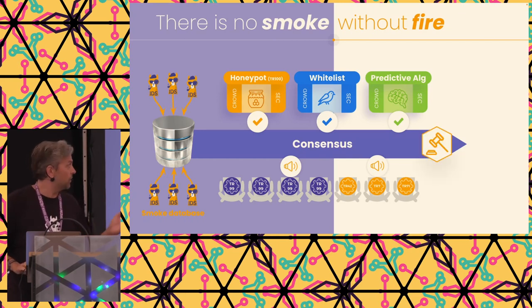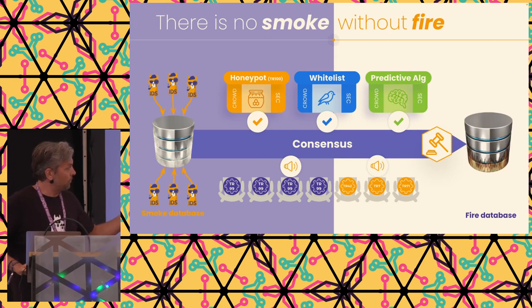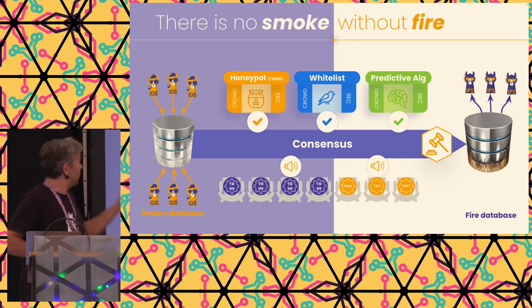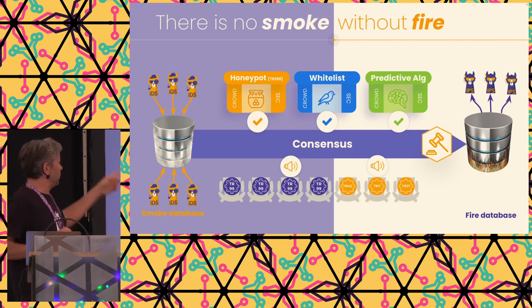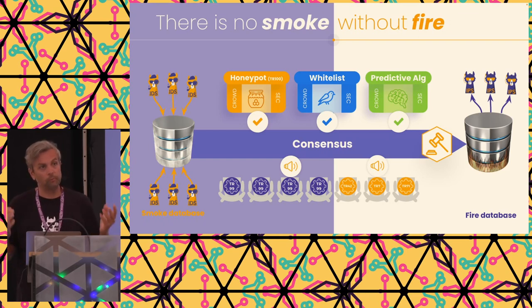And then after this consensus process, IPs are sent to the Fire database and distributed back. As I said before, there are around 3.7 million IPs in the Smoke database and around 33,000 in the Fire database. So it is a very conservative assessment because we don't want false positives. We just simply don't. And so far, it works well.